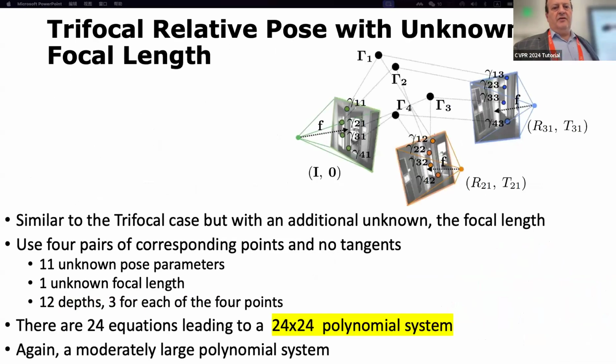It can also do trifocal relative pose estimation. If I have unknown focal length, I can just do it with point correspondences, but instead of 3, now I need to have 4. And with 4, we have 11 unknown pose, 1 unknown for focal length, and 12 depths, 3 for each of the 4 points. I have 24 unknowns and 24 equations. Now I have a 24 by 24 polynomial system. Again, as the number goes up and the system becomes larger, it puts constraints on classical techniques. And that's where HC is going to shine. But for HC, for homotopy continuation to be workable, you have to know how to solve it.